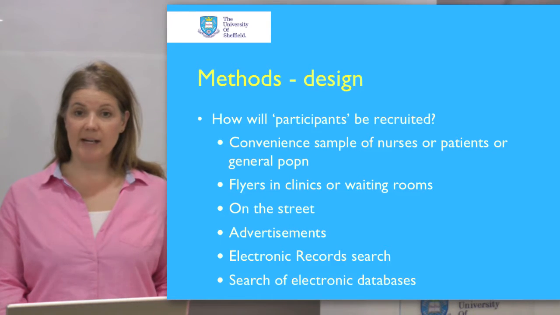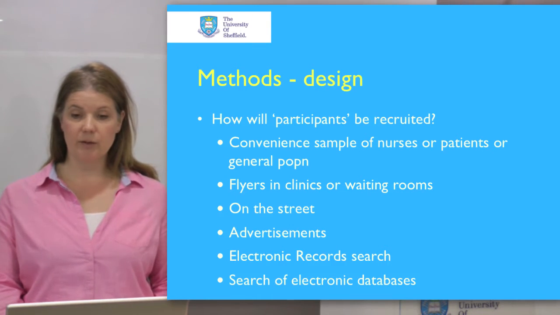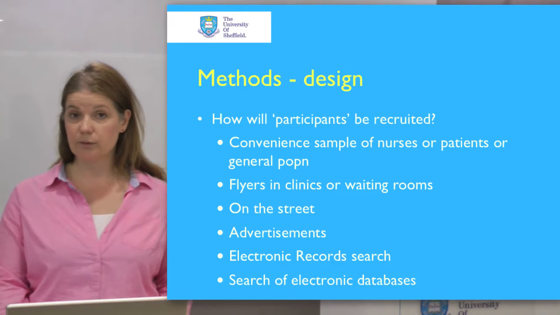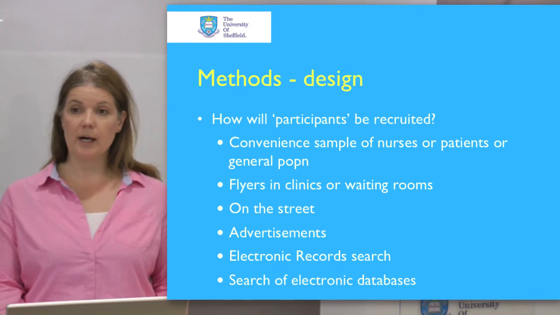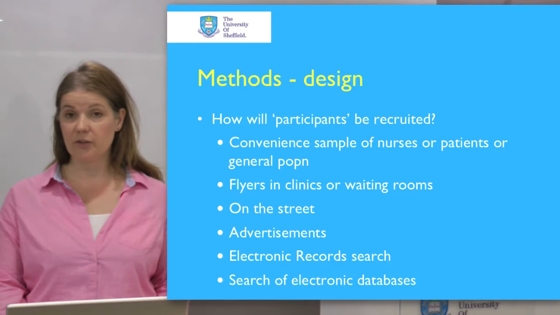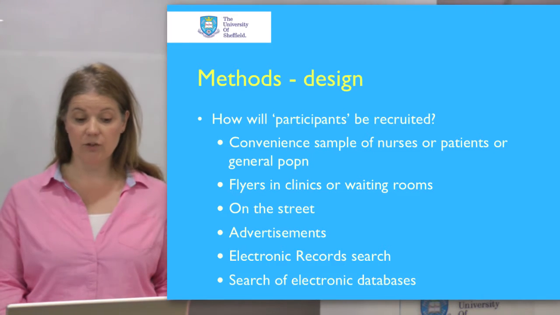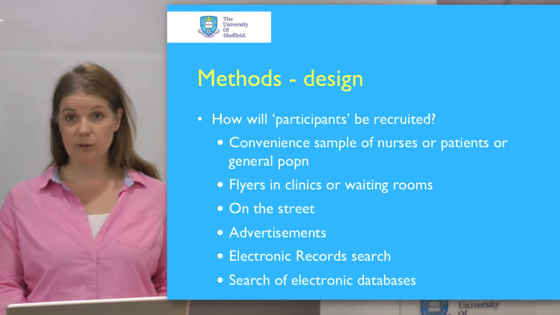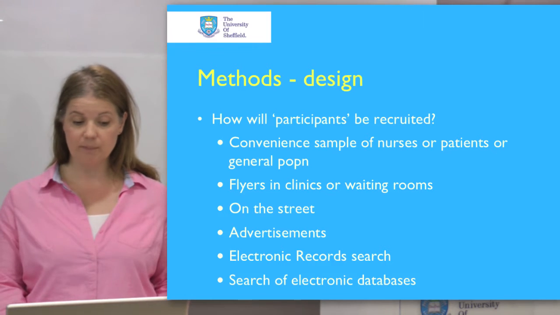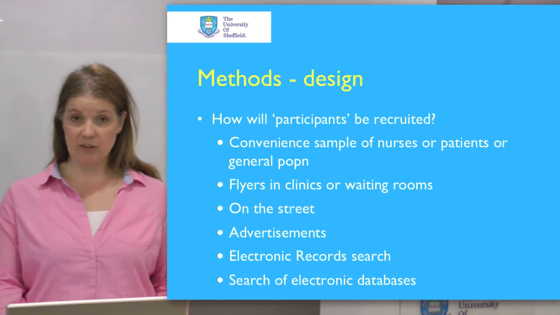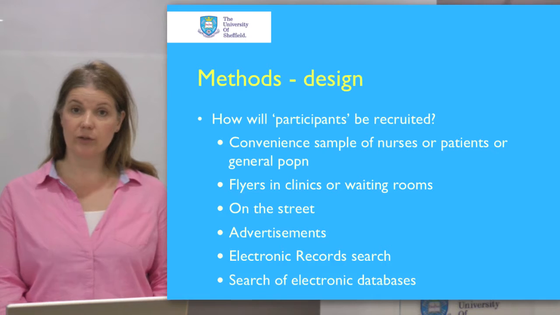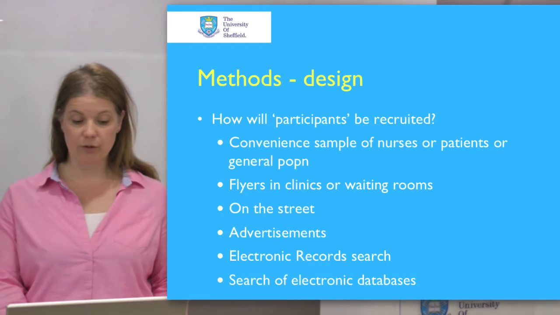You then need to move on to how they will be recruited. So is it just going to be a convenience sample, for example, of patients, or a sample of nurses in the hospital, or general population sample? Are you going to recruit from waiting rooms or from the general population by standing on the street or putting adverts in particular magazines? Are you going to put adverts in clinics? If you're doing a systematic review, what databases are you going to use? Which electronic sources, so PubMed, Medline, etc.